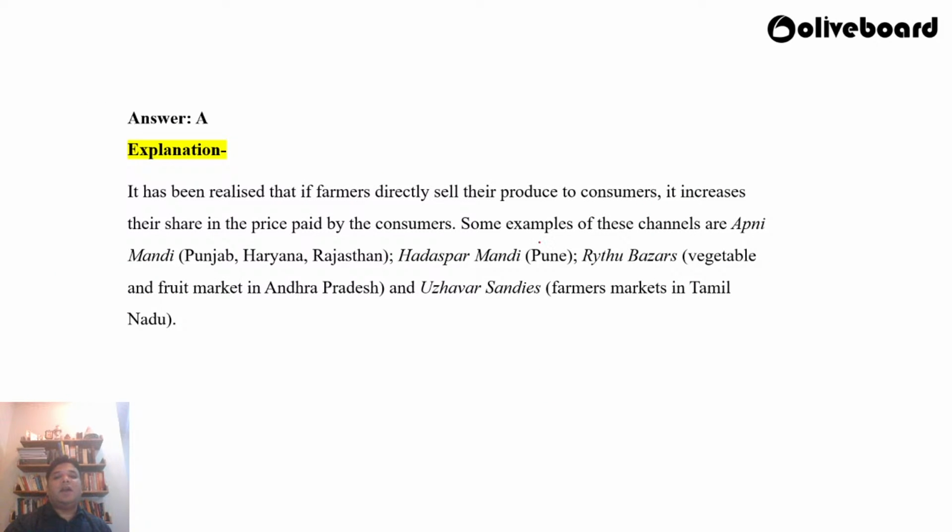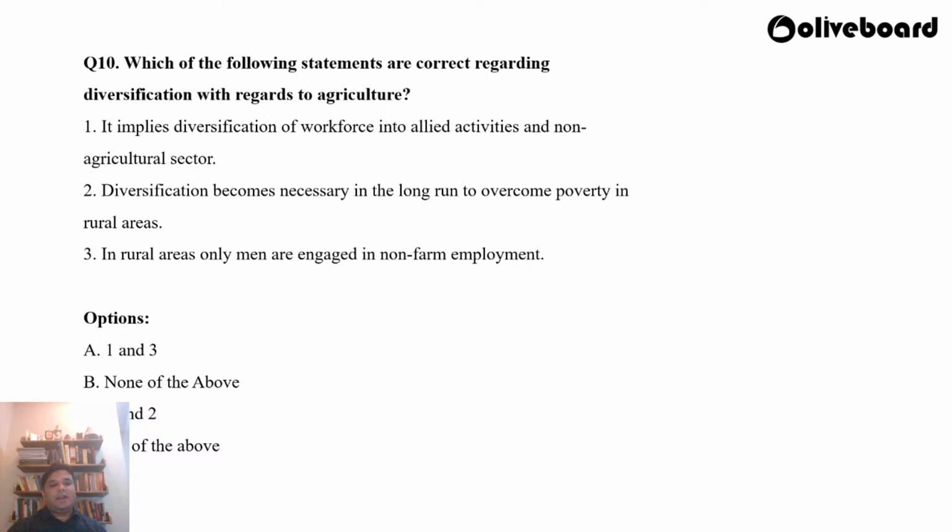Right? As you can see, Hadapsar Mandi is in Pune. Apni Mandi is found in Punjab, Haryana, and Rajasthan. Raitu Bazaars are vegetables and fruit markets in Andhra Pradesh. And Uzavar Sandis are the farmer markets in Tamil Nadu. Okay. So very, very important. Moving on. Question number 10.